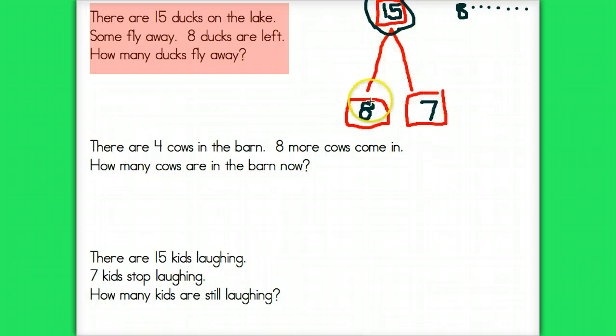I could also draw my stones rolling down. So I could draw 1, 2, 3, 4, 5, 6, 7, 8, 9, 10, 11, 12, 13, 14, 15. Then I count how many are on this side: 1, 2, 3, 4, 5, 6, 7. So I know that I have 7 stones on this side. That's how many ducks flew away.